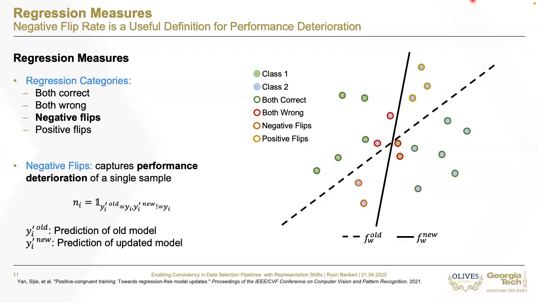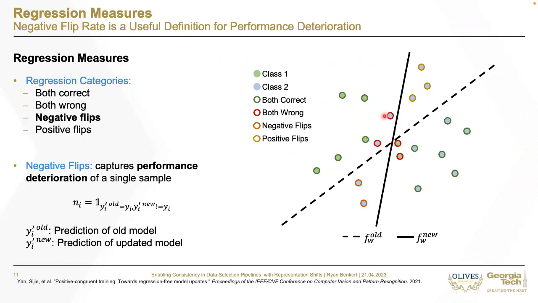And well, there are 4 different groupings our samples can fall into, namely both wrong, both correct, negative flips, and positive flips. So both wrong and both correct are actually very obvious, right? That means that the old neural network and the new neural network either had both correct or they had both wrong. So both correct would be these green samples that you see here on the left, and both wrong would be these 2 samples, for instance.